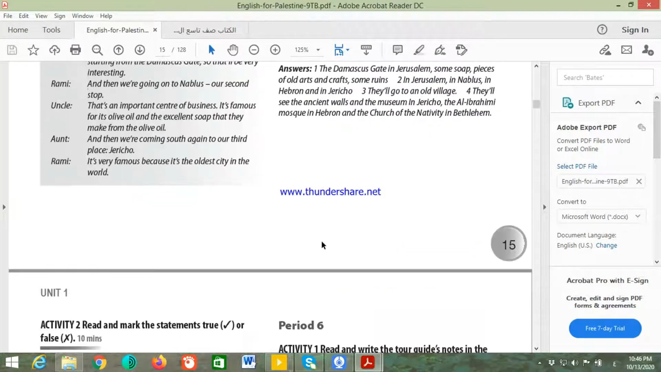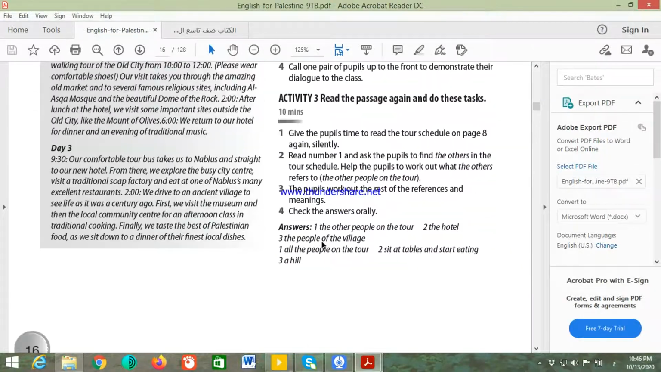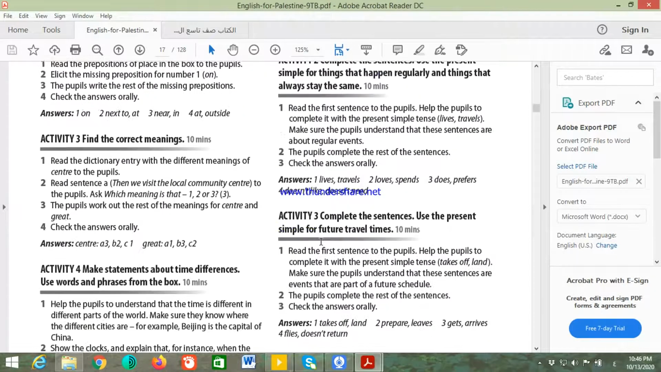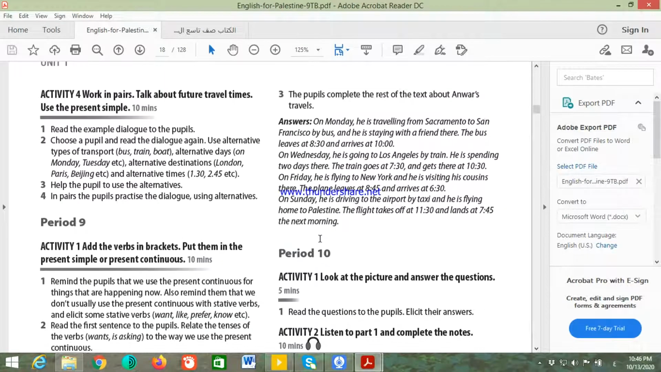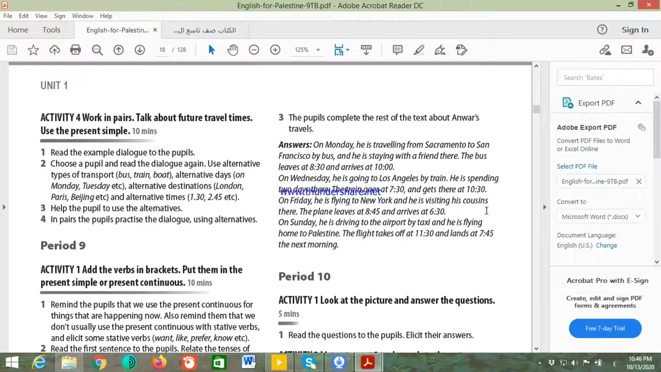Period 9, period 6, 8, 9. Here is the answer. Here, under my mouse. Answers. I will read it. On Monday, he is traveling from Sacramento to San Francisco by bus, and he is staying with a friend there.